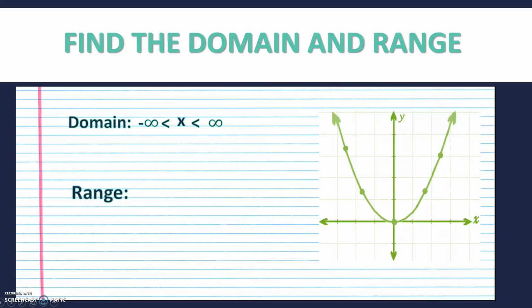Now looking at the range, a little bit different. The lowest point isn't an arrow, it's a number, it's 0, and it's included. And these are our y values, but the highest one hits an arrow. And because the highest one hits an arrow, we're going to have a less than and then an infinity. So we can have one with an inequality and one without.